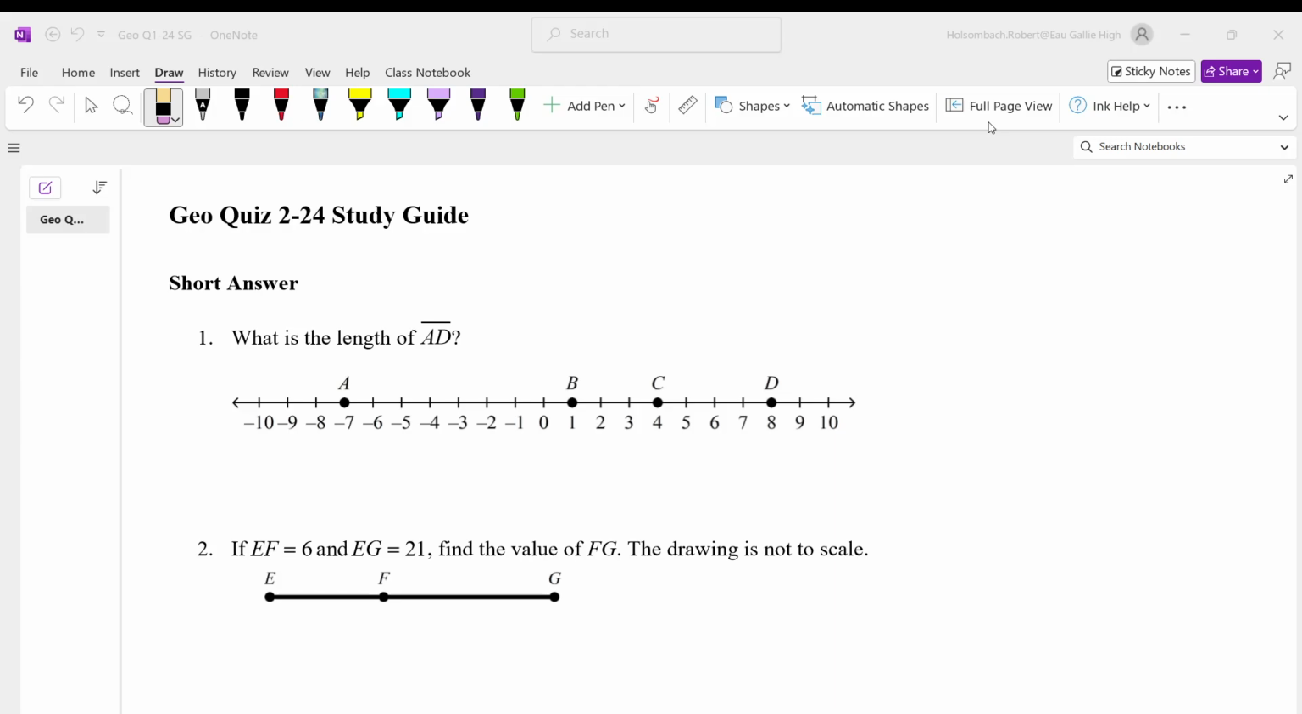So here we go with problem number 1. You're asked to find the length of AD. We're going from A right here to D. Some of you guys can do this your own way. One way to do it would be to say that from A, which is at -7, to 0 is 7 units. And then from 0 to point D, which is at 8, is 8 units. So AD would be equal to 7 plus 8, which is equal to 15.